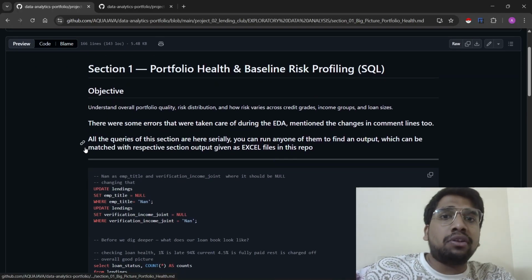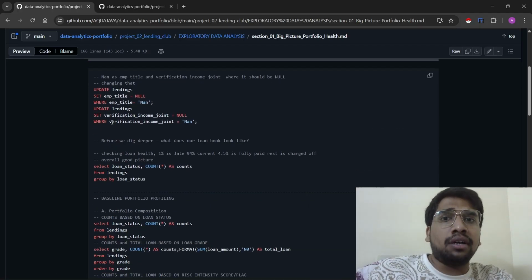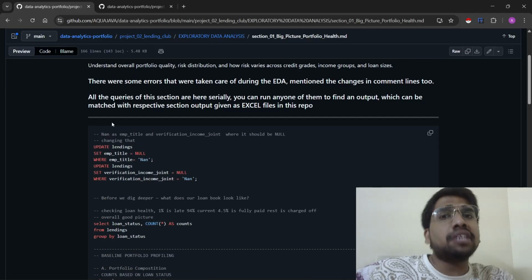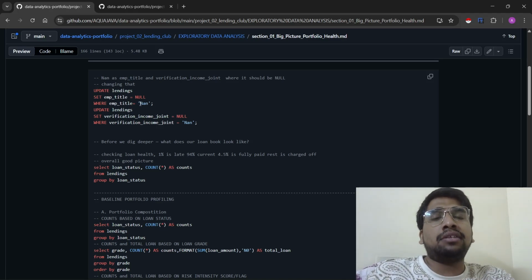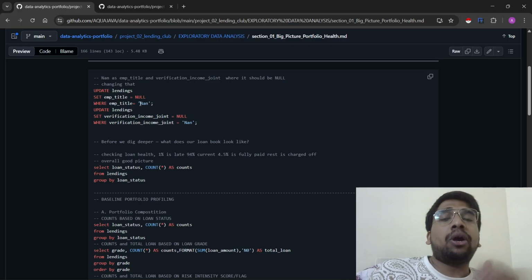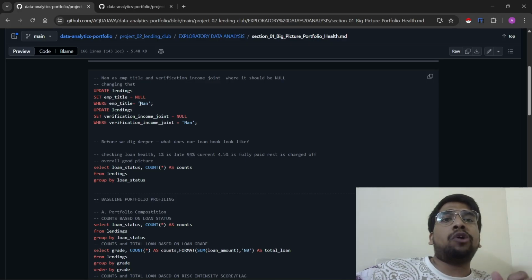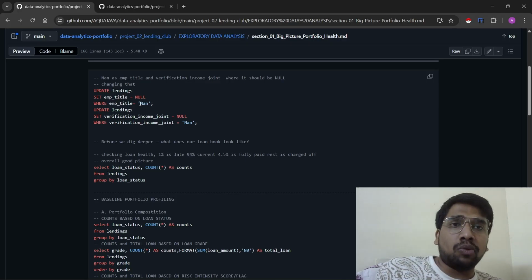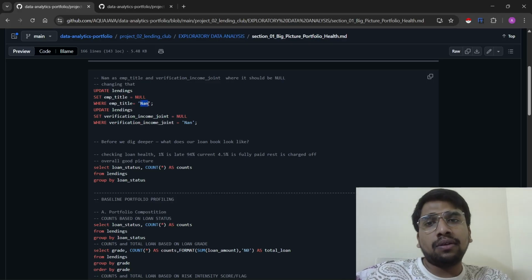As told earlier, section 1 is about portfolio health, and here it is just basic EDA. Here I did some data preparation again, because in Python pandas the null values are shown as NaN, but in the dataset there was a different format of NaN, because of which Python did not read it as null values. So when I imported the dataset and checked it in the SQL Server, I saw that instead of null values it is written nan, as you can see the spelling here.